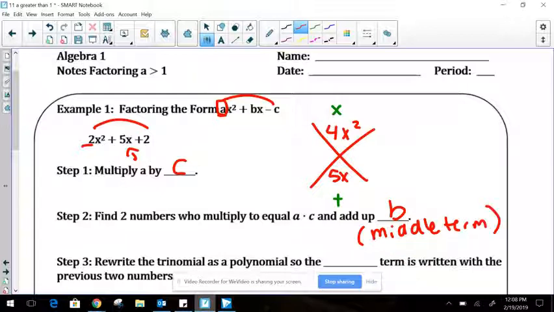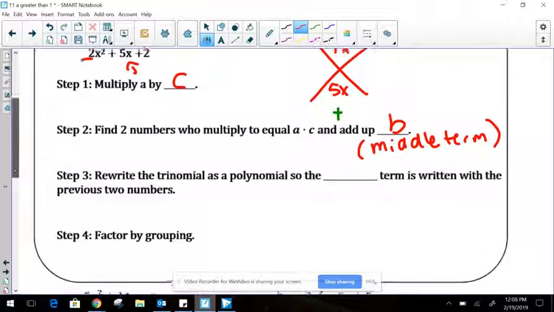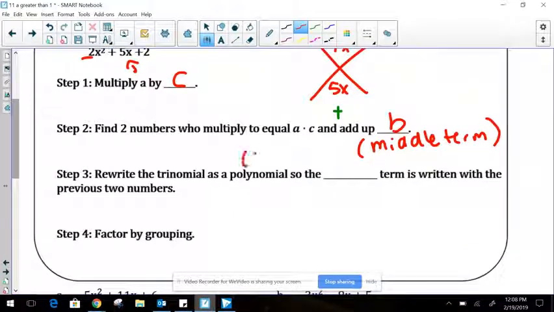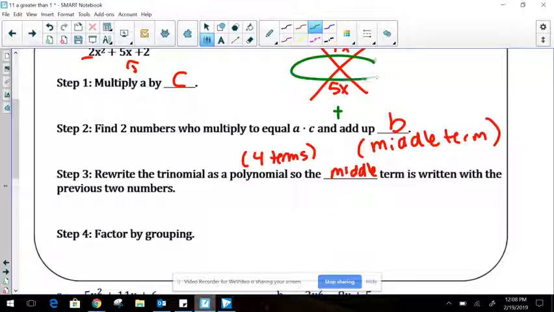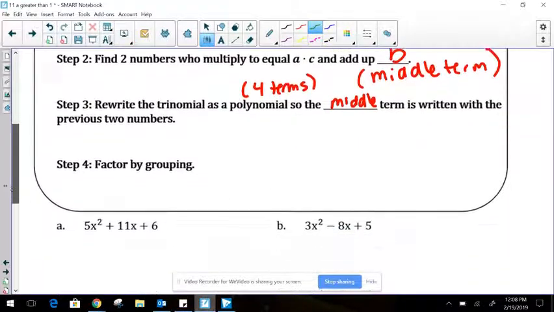All right, so then I'm going to rewrite it. The polynomial has 4 terms. So the middle term is written as those two guys. Then we'll factor by grouping, which we call the underline and squiggle method. Okay, we're just going to do a couple examples.